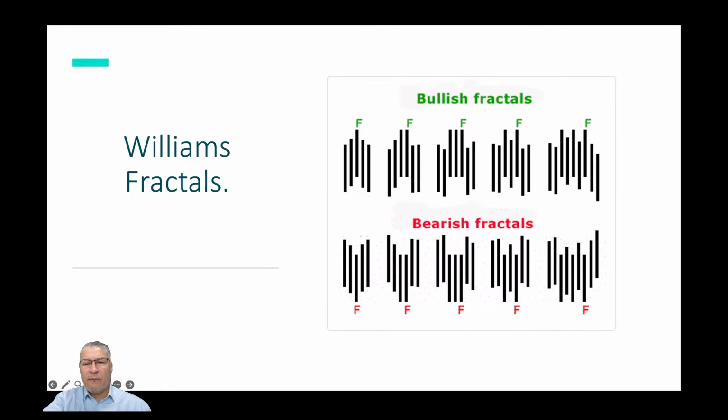In front of you, you have a chart that shows 5 different bullish fractals. If you put your hand in front of you like so, your middle finger will be your fractal. You have 2 candles to your left and 2 candles to your right, so it's a formation of 5 candles. And you always want to look for that high.